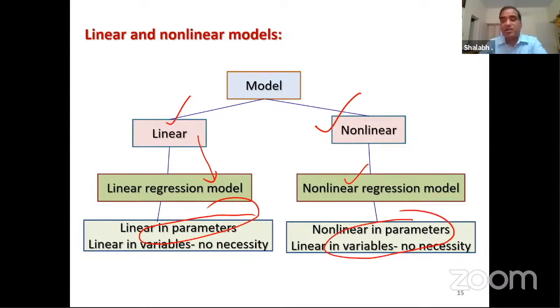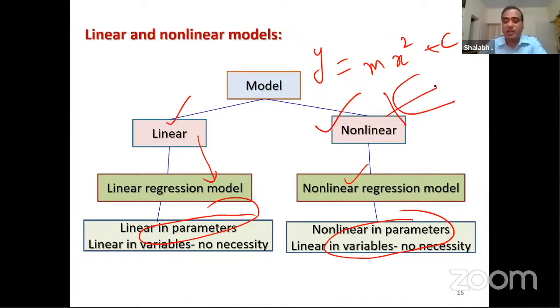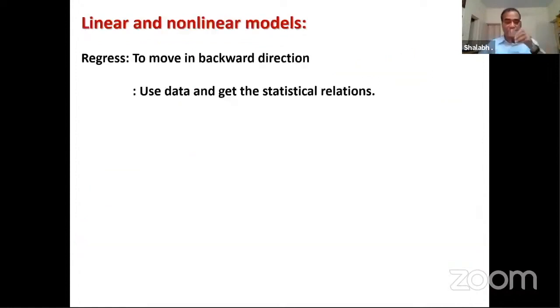And remember, linearity in terms of the variable is not a necessity. Even if I write a model like y is equal to m x square plus c, that is also going to be a linear model, but this is a sort of parabola. If you plot it, the relationship will come out like this. So remember, in regression analysis, the shape of the curve does not guarantee that the model you want to fit is always linear. Very important point, right?